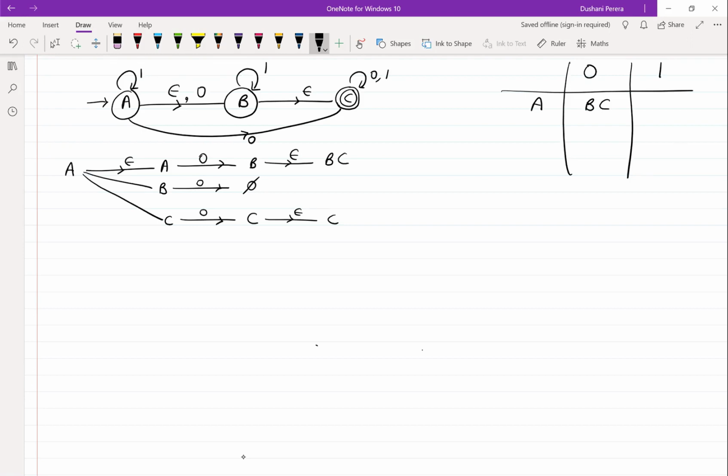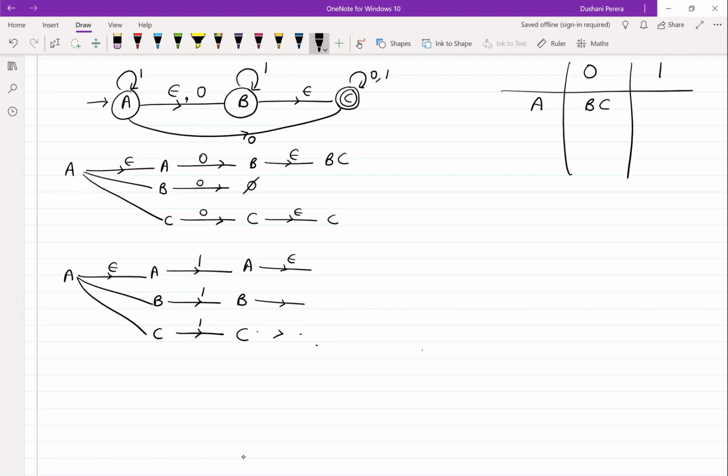Then I have to do the same thing for alphabet symbol 1. So I know what the e-closure is, ABC. Now I do the same thing for input 1. So when I give 1, when I'm at A, where am I? I'm at A. B, I'm at B. C, I'm at C. Then what is the null closure? Null closure of A is ABC, of B is BC, of C is only C.